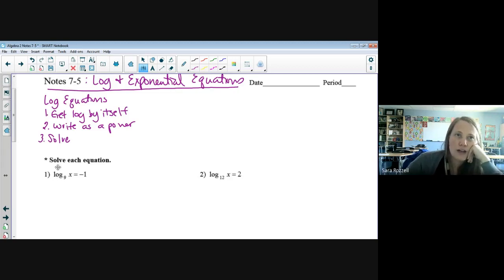Okay, so we've got log base 9 of x is equal to -1. Is the log part by itself? Yep, there's nothing in front of it. There's nothing at the end of it to get rid of. So in that case, we got the first step done. Now we're going to write this as a power. What's the base? 9, right? So we're going to go 9 to the -1 is equal to x. So 9 to the -1 is equal to x.